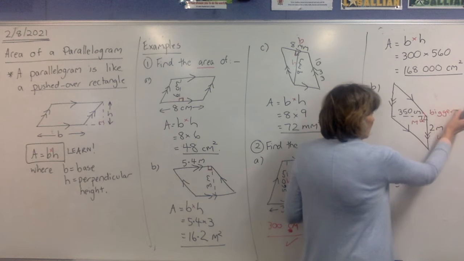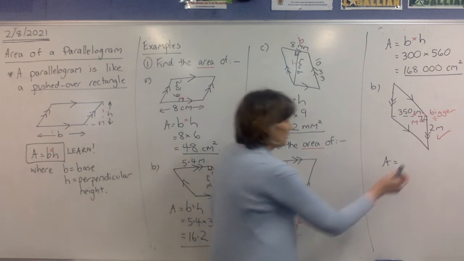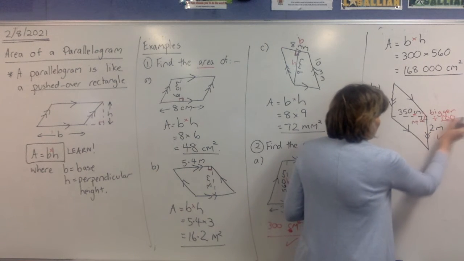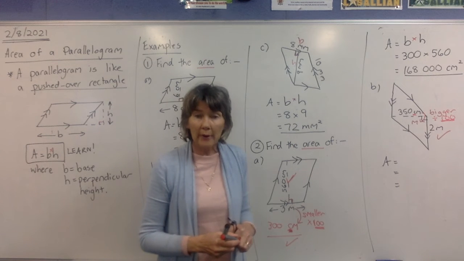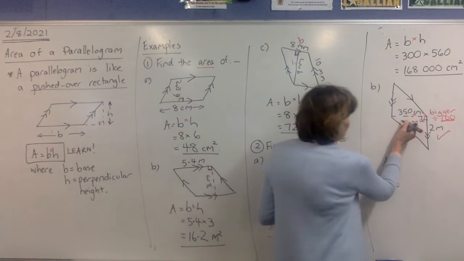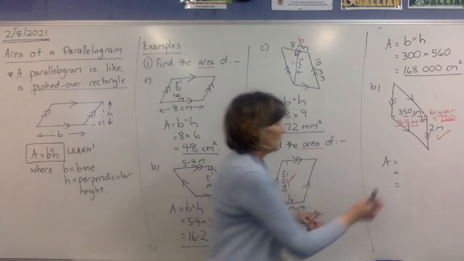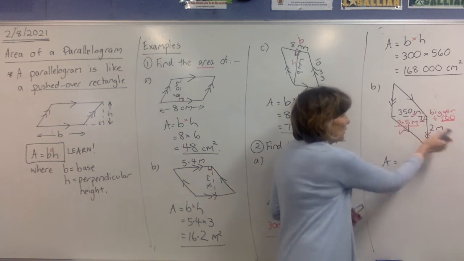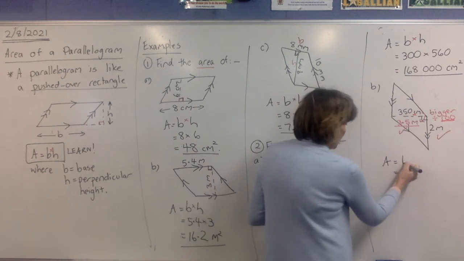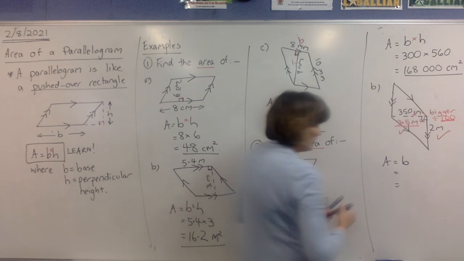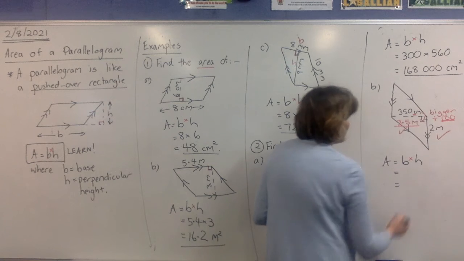So I divide. C for centi is 100. So we're dividing by 100. So if you do on your calculator 350 divided by 100, you will get 3.5 metres. So we're going to use those 2 numbers in metres this time. So we'll put our formula down, B times H, A equals B times H.